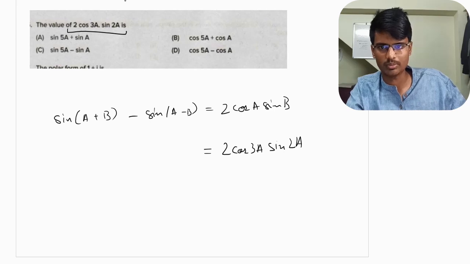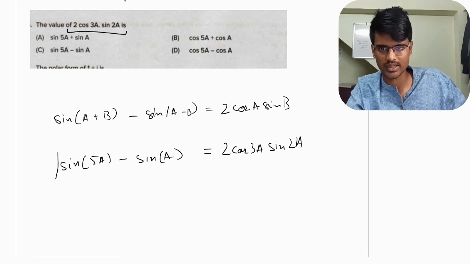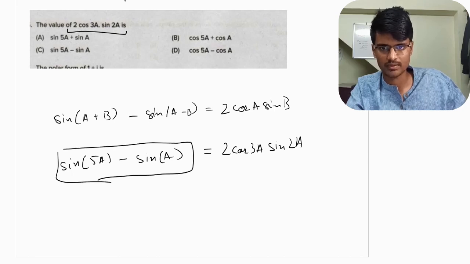So what will be my LHS? It will be sine of, I'll add both the angles, which is 5a, minus sine of, I'll subtract 3a minus 2a, which is a. So the answer is sine of 5a minus sine a. The correct answer is option C.